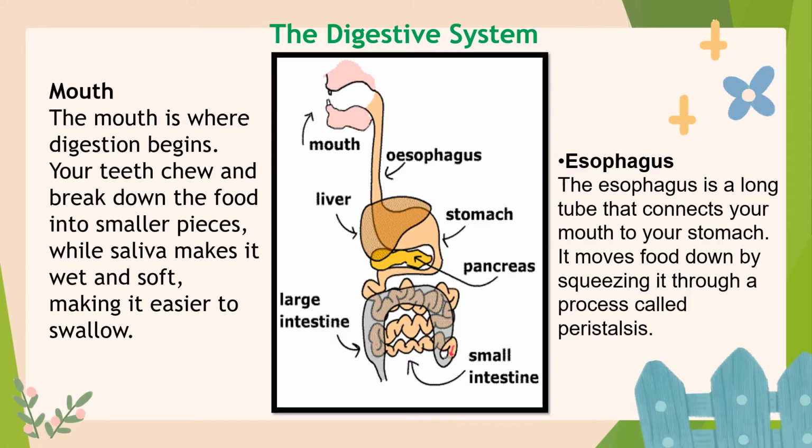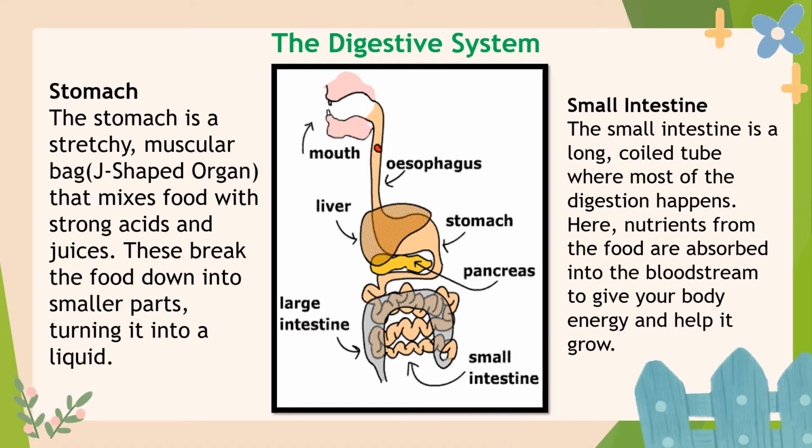It all starts with the mouth. Here, your teeth break down the food into smaller pieces and saliva mixes with it, making it easier to swallow. Then, the food travels down the esophagus, a tube that pushes the food from your mouth to your stomach. In the stomach, powerful juices called acids mix with the food and break it down even further. This is where the food starts turning into liquid form.